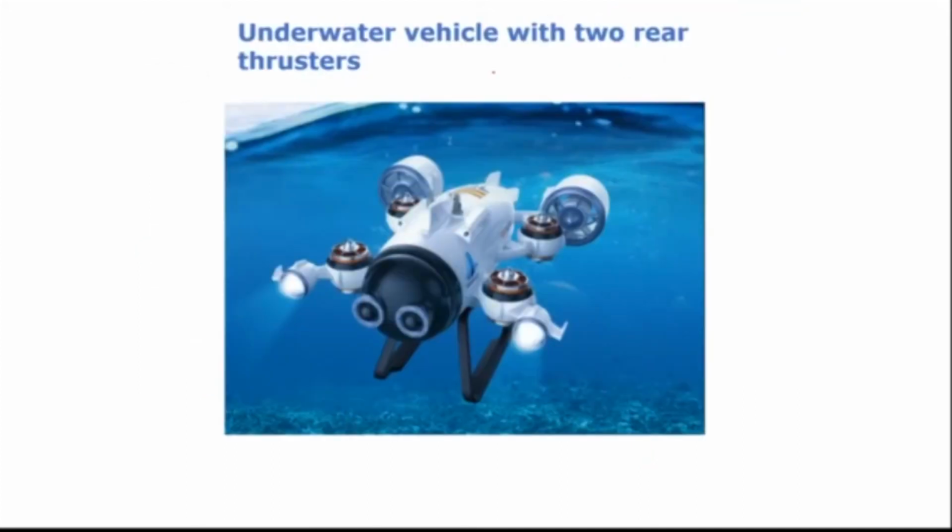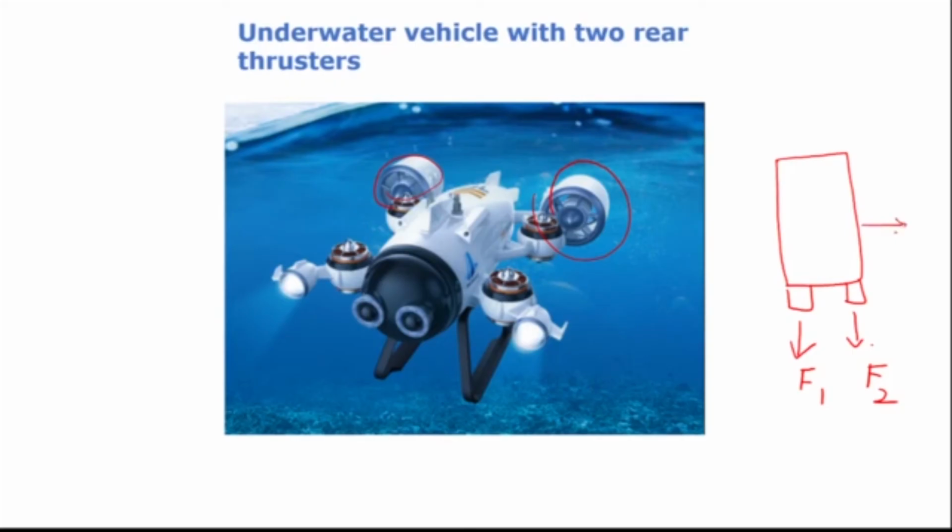Some more examples. For example, here, underwater vehicle with two rear thrusters. So this is an underwater vehicle, and there are two thrusters here. There is one thruster here, another thruster here. Let's say this applies the force F1, this applies the force F2. Now, because there are two thrusters on the rear side, this cannot go sideways. Some kinematic constraints are there. But is it fully controllable?